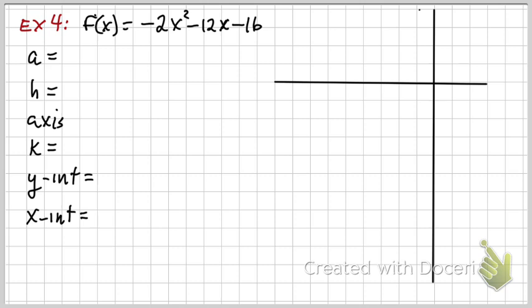Let's start off with A. And I suggest you do this. I think the homework actually makes you do this to some extent. But even if it didn't, it's a smart way to figure these out. So what's A here? Negative 2. So I know this thing's going to open down.